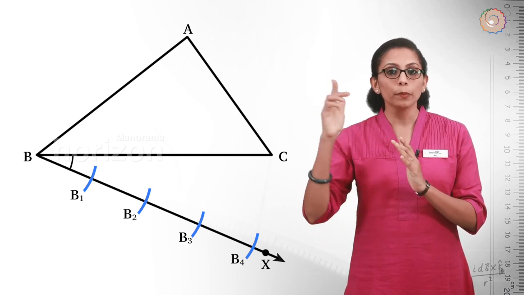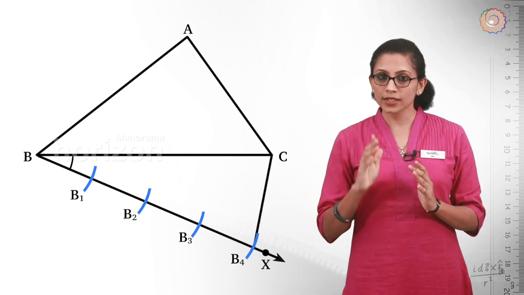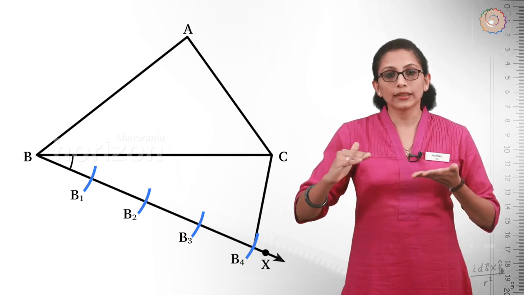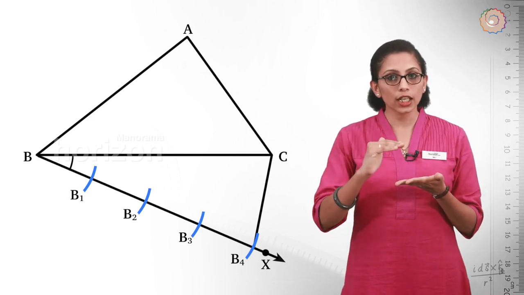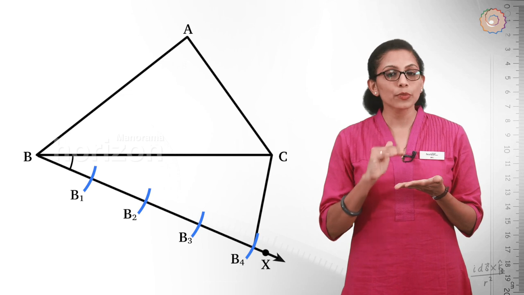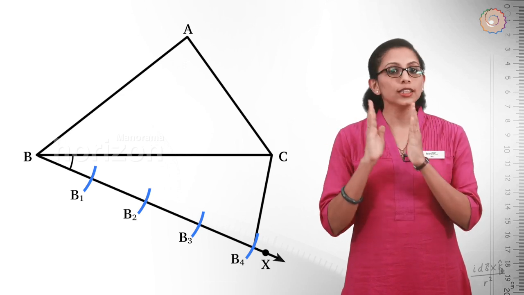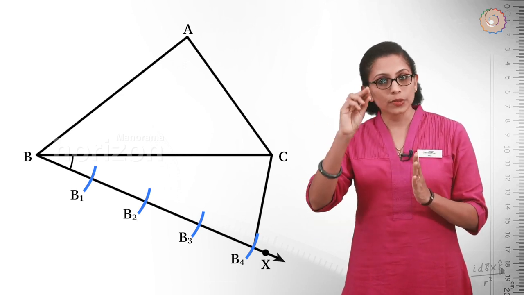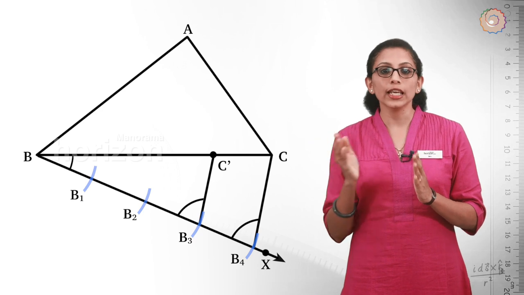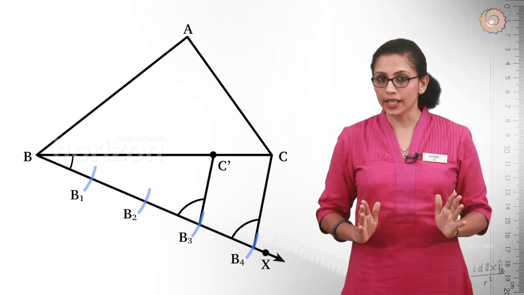Now, we need to join B4, C. Next step, draw a line through B3. How did we get that B3? It is the third point, the 3 being the smaller of 3 and 4 in the 3 by 4 ratio. So, draw a line parallel to B4C to intersect BC at C dash.